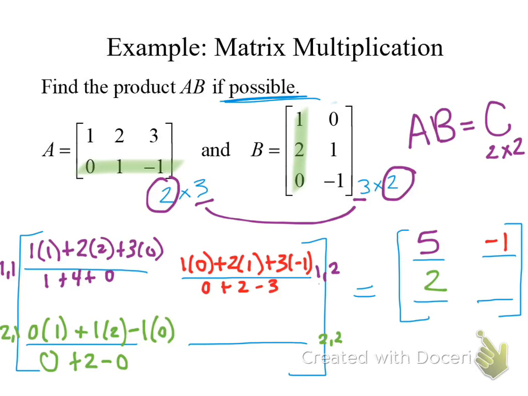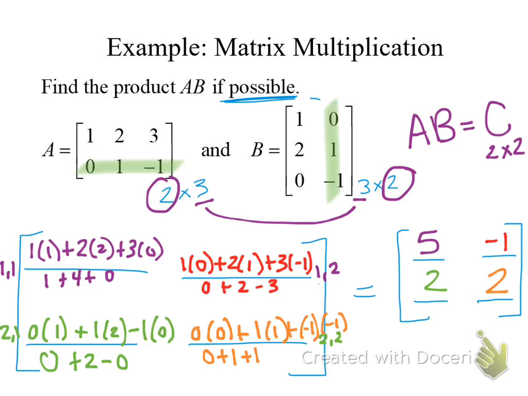Okay. So the only thing I have to erase up top, I'm not changing my row, I'm only changing my column. And so now I'm going to use that second column for that second row, second column item. So that's going to be 0 times 0 plus 1 times 1 plus negative 1 times negative 1. So that gives me 0 plus 1 plus 1, and that's going to equal 2. So that is how you go through and multiply matrices together.